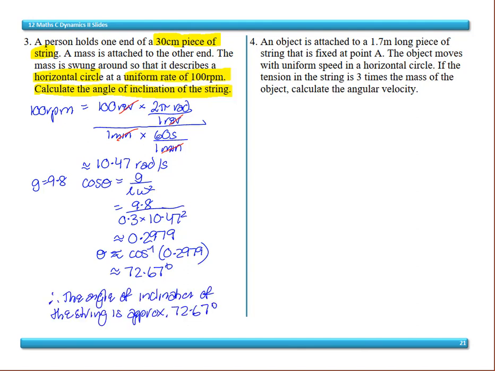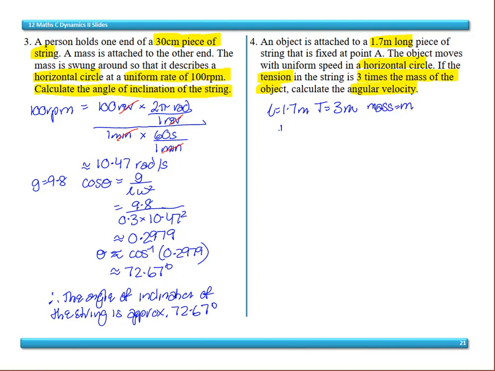Next, an object is attached to a 1.7 meter long piece of string fixed at point A. The object moves with uniform speed in a horizontal circle. If the tension in the string is 3 times the mass of the object, calculate the angular velocity. Again, I'm going to cheat and just go to the formula. So L is equal to 1.7 meters, and our tension is 3 times our mass, so 3m, where mass equals m.